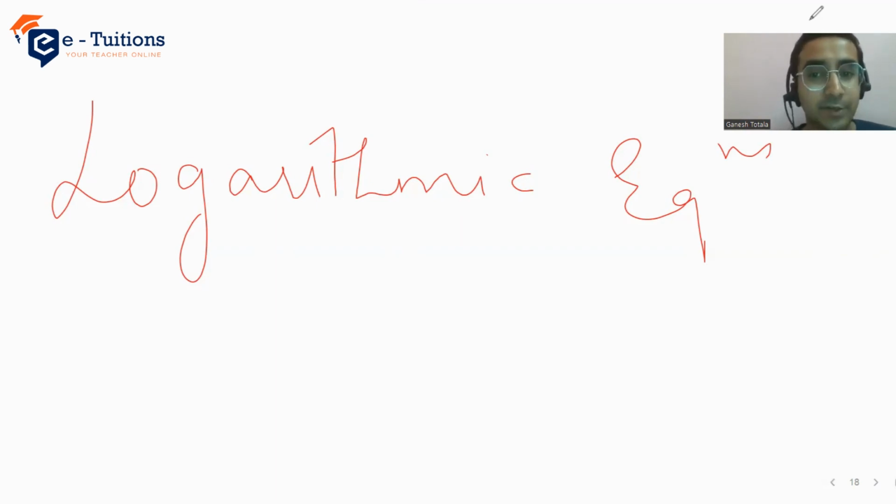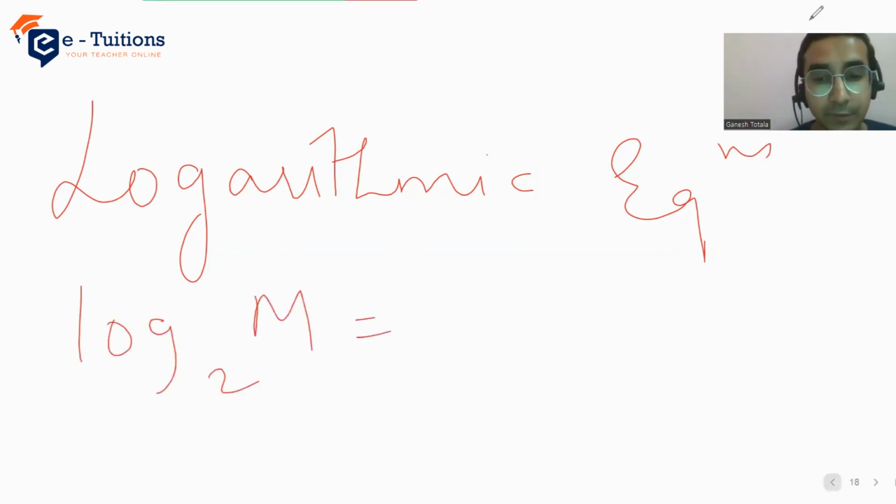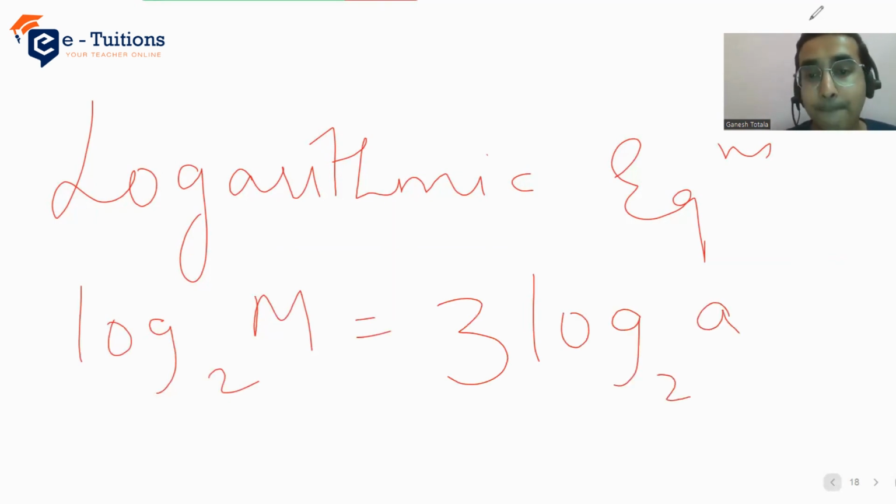So now let's try to solve some logarithmic equations. Let's consider an example. Log of m to the base 2 is equal to 3 log of a to the base 2 minus 2. Again, the procedure remains the same. Always check the coefficient of logarithms first. If it's other than 1, you will be using the power law. If it's a constant, try to find out the logarithmic equivalent for that particular constant.